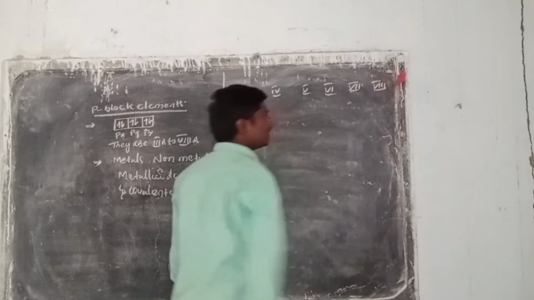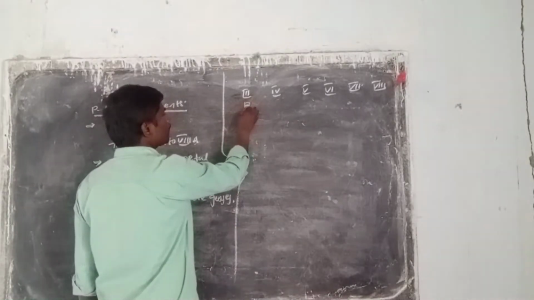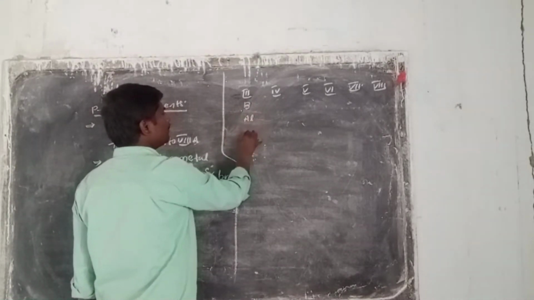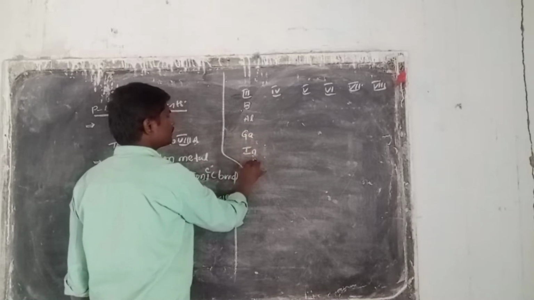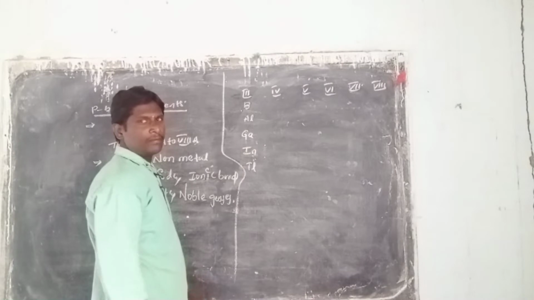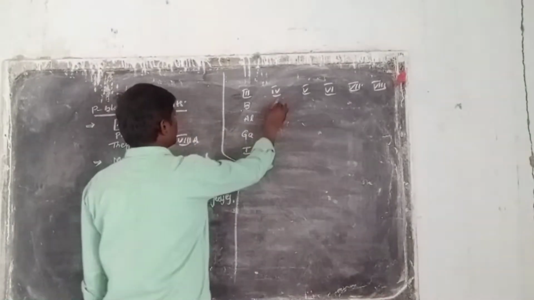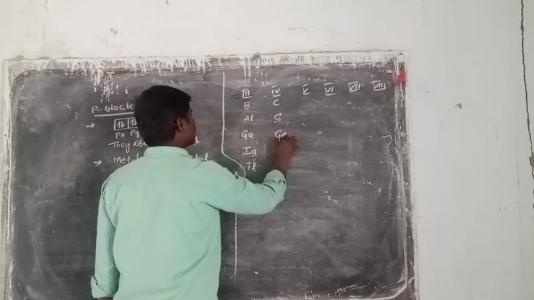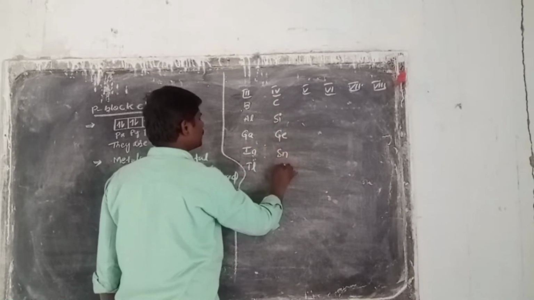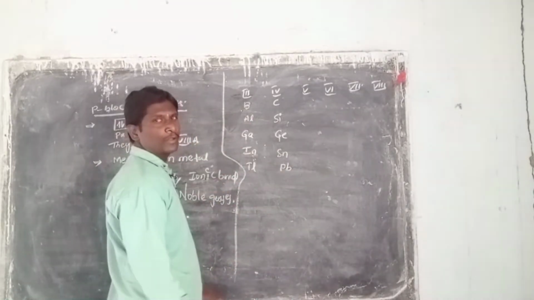These are the 8 groups present. What is the third group? Boron, aluminium, gallium, indium, thallium. These elements are present in the third A group. Then another one: carbon, silicon, germanium, tin, lead. These elements belong to the fourth group.